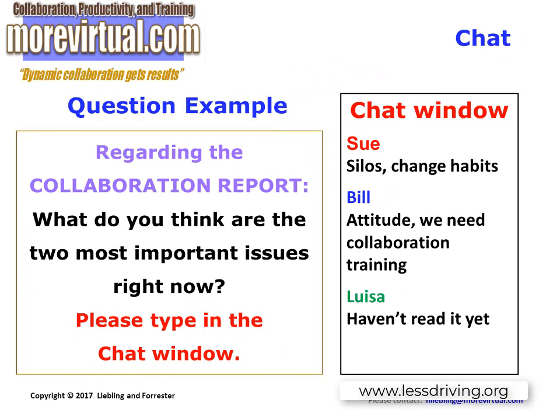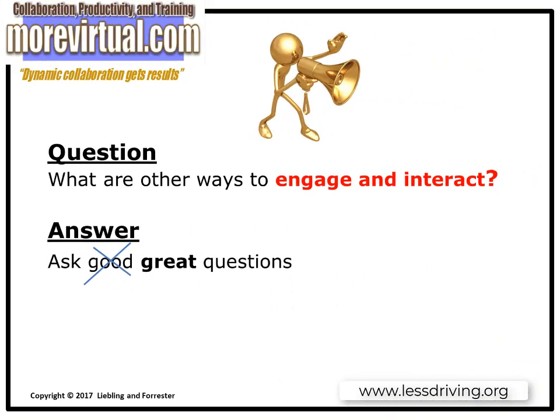Let's take a look at a few responses. Sue gives input about silos and changing habits. Bill types about attitude and the need for collaboration training. Louisa was honest and typed she had not yet read the report. What are other methods to engage and interact?